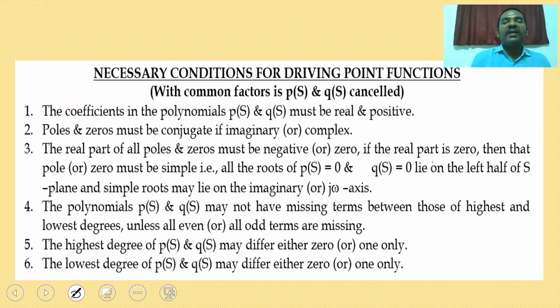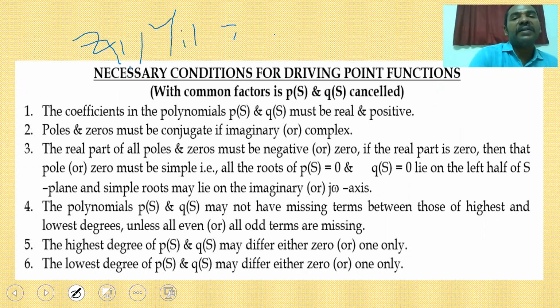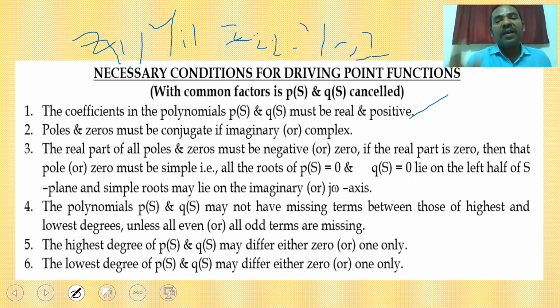Then coming to the necessary conditions of driving point impedance. Driving point means Z11 or Y11 or Z22 or Y22, like that. So these are single input, single output systems or multi-output, multi-input systems. Okay. So here the first thing is the coefficients: a0, a1, a2, up to an, or b0, b1, b2, and so on, up to bm. Those are the coefficients of the polynomials P of s and Q of s. So these must be real and positive. So that is your first thing.